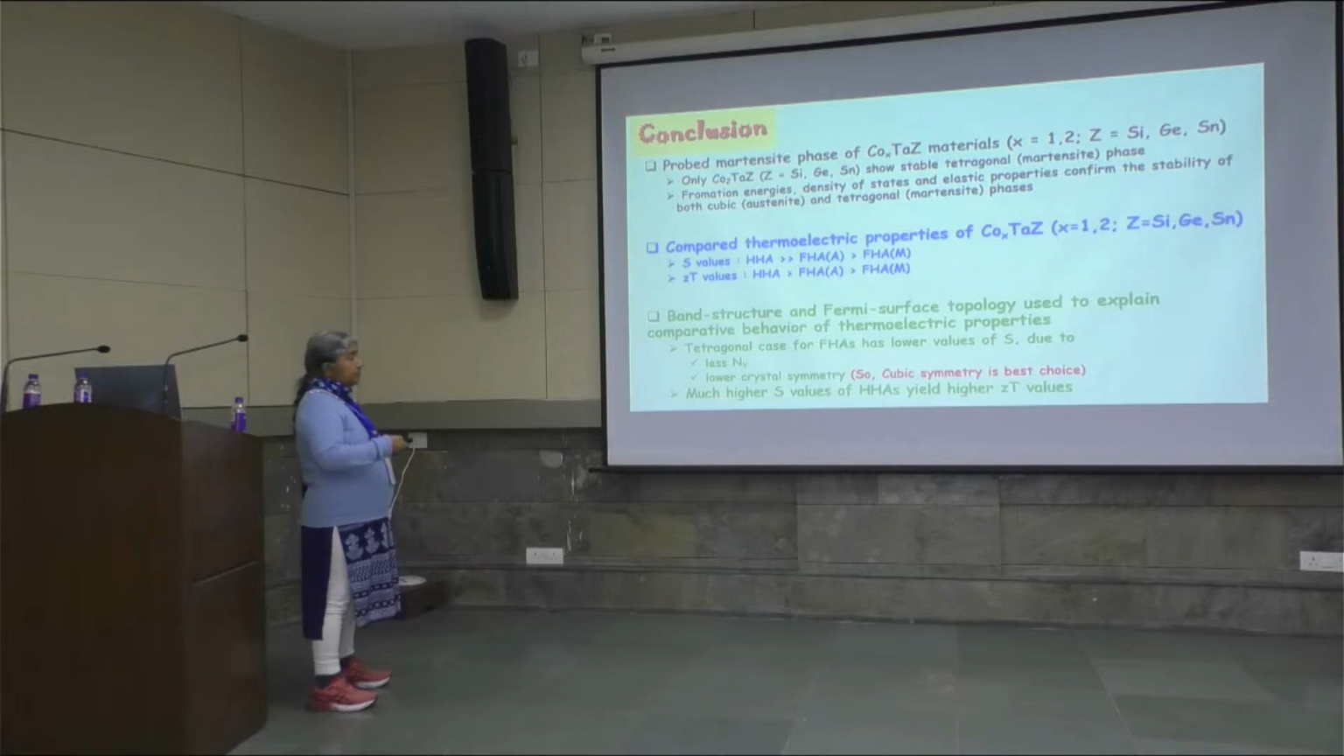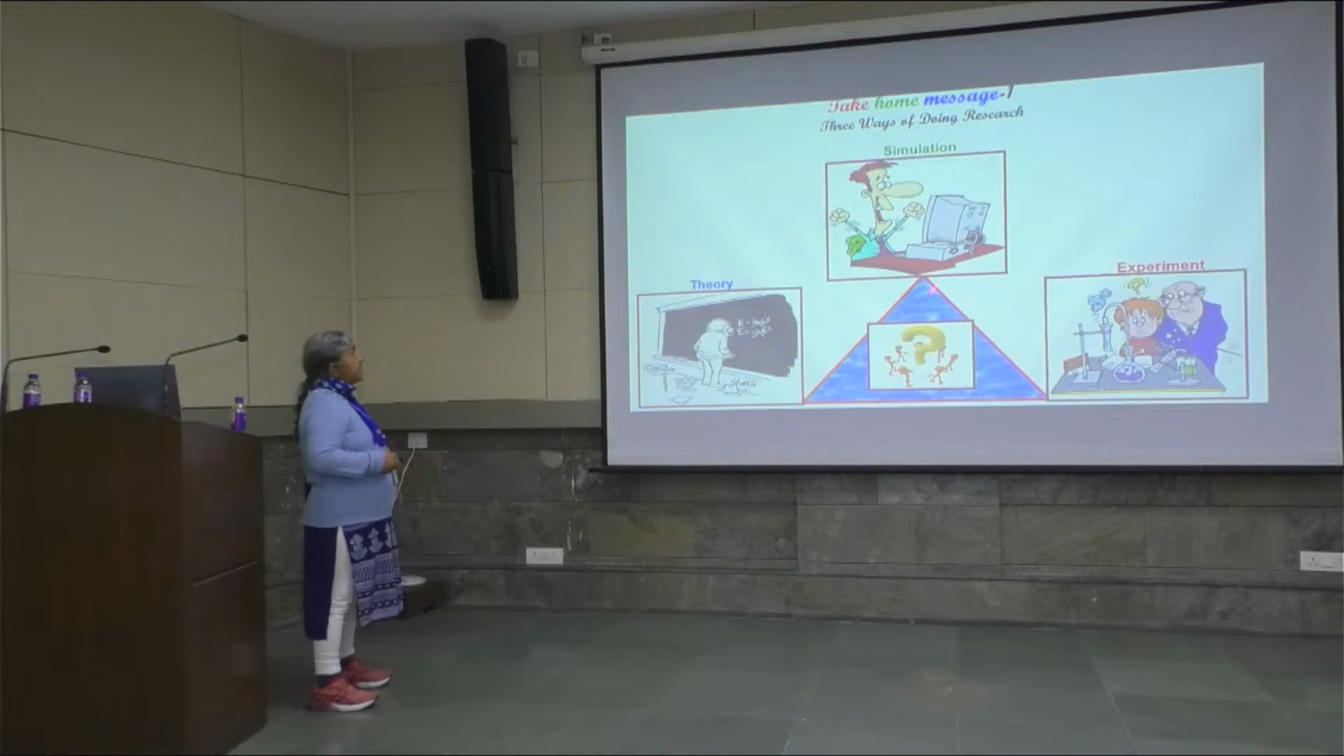Take home message number 1: there are 3 ways of doing research. This is for only the students. One is theory, this is Einstein; this is simulation, which we are doing; and this is experiment. These can mix also, but typically, most of the time, they are separate. You can see the experimentalist is having trouble, and this person also is having trouble. On the other hand, the simulation person is jubilant.